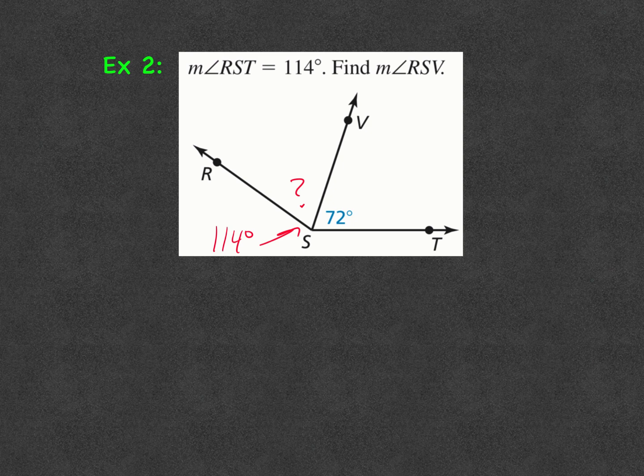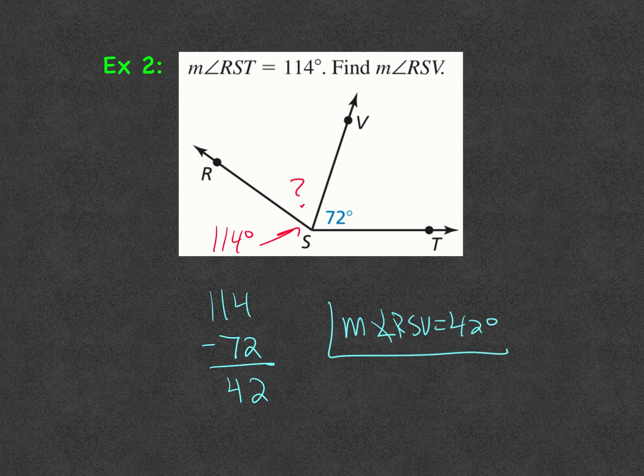So if I know the total, the big one is 114, this other small one here is 72, what do you think we do to find what the missing one is? Subtract it. So I'm going to say 114 minus 72. 4 minus 2? 11 minus 7? 4. So the measure of angle RSV, 42 degrees.